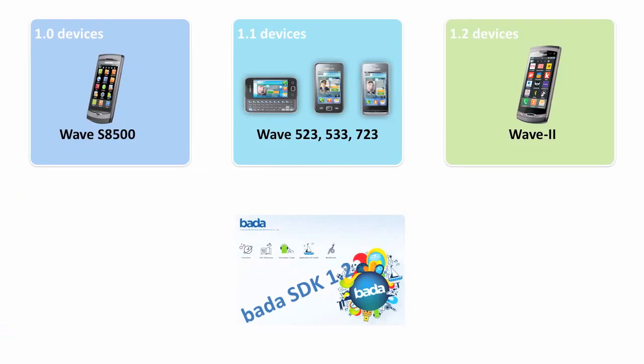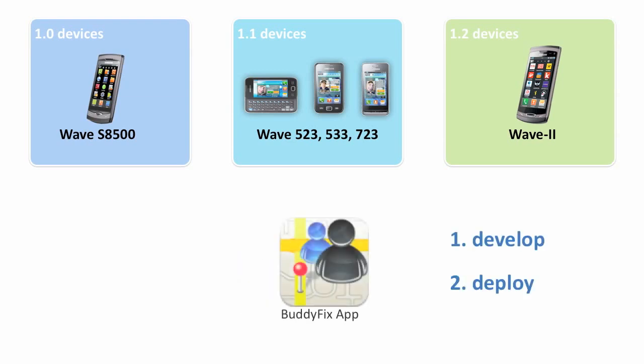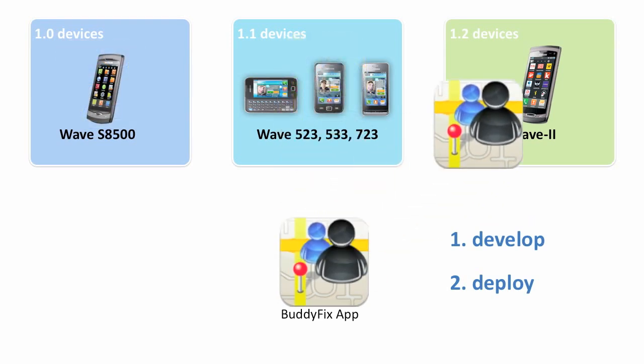One of the most important features of the SDK 1.2 is that it supports development for all current devices, including the Wave 2. SDK 1.2 supports APIs 1.0, 1.1 and 1.2, and you can use it to develop and deploy for the first Wave model, the S8500, and the Waves 523, 533, 723 and Wave 2.